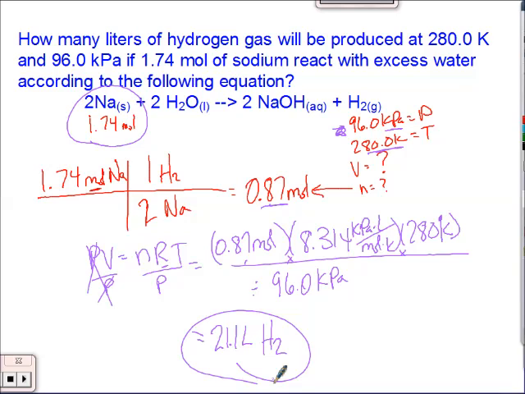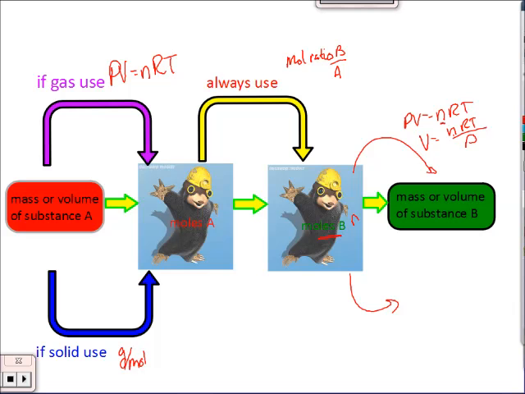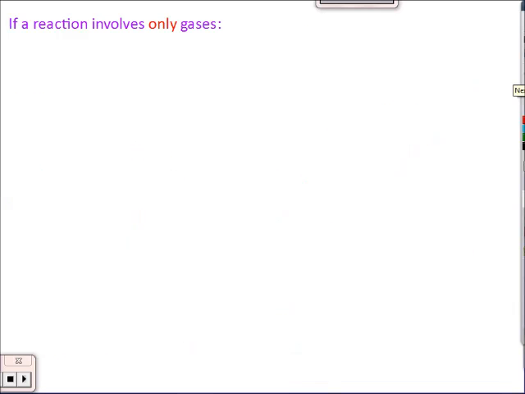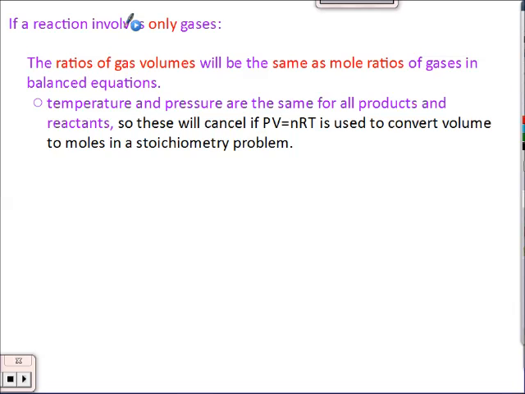So again, stoichiometry using gases is not that much different than what you just used in the last chapter. But I sometimes need to combine my PV equals nRT either at this end or at this end, depending what it asks me to find. Now, there's a couple special cases which makes it easier. If you have a reaction that involves gases and only gases, nothing else except gases, then the ratios of the gas volumes will be the same as the mole ratios.